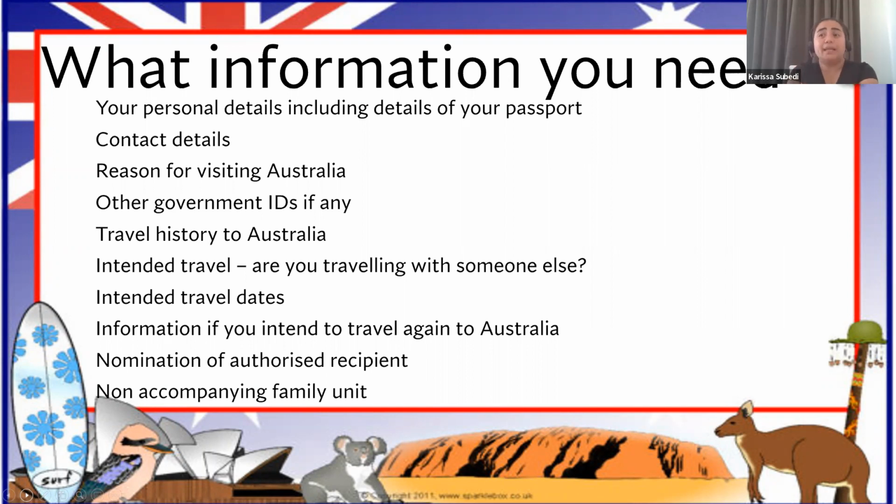Then you are allowed to nominate an authorized recipient. If you would like to get the service of a migration agent, definitely that's where you will put them, or a close family member, for example. If you nominate an authorized recipient, there is another form that you need to fill out for an authorized recipient, and also for your non-accompanying family unit.